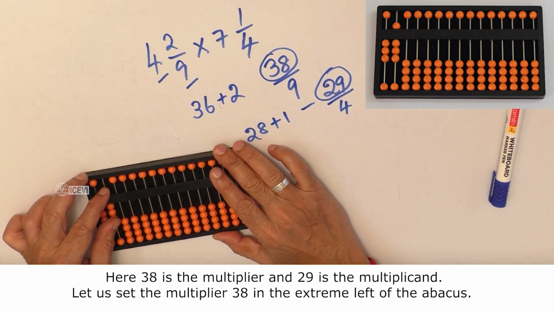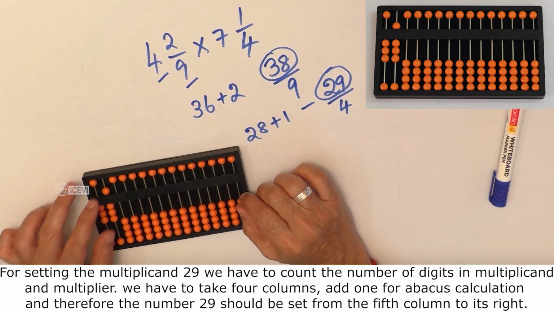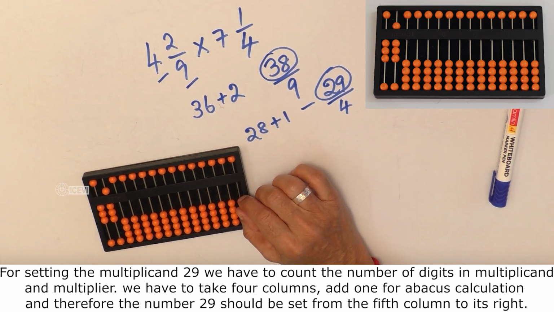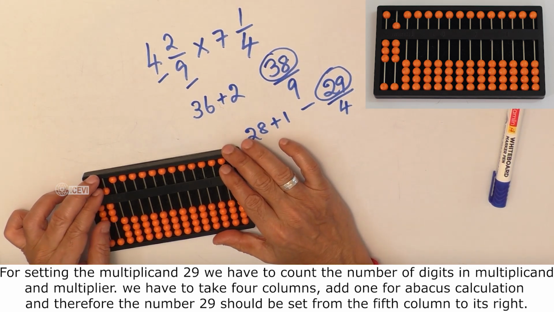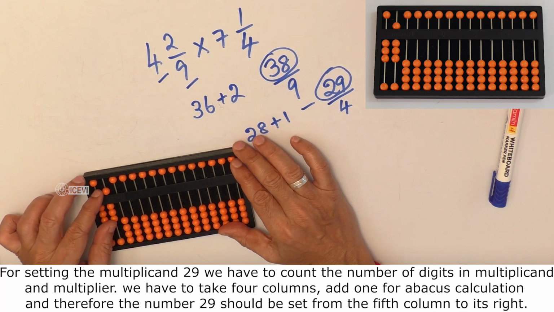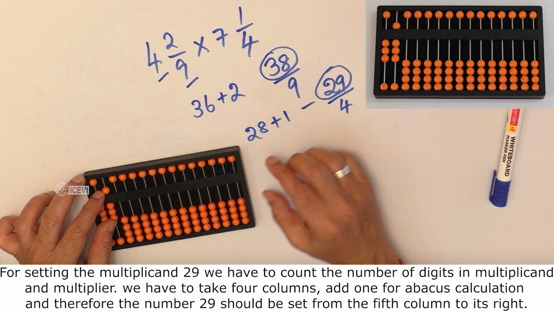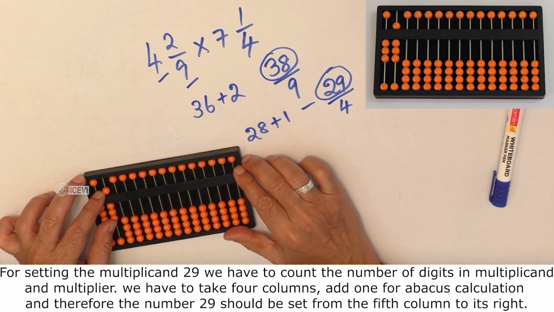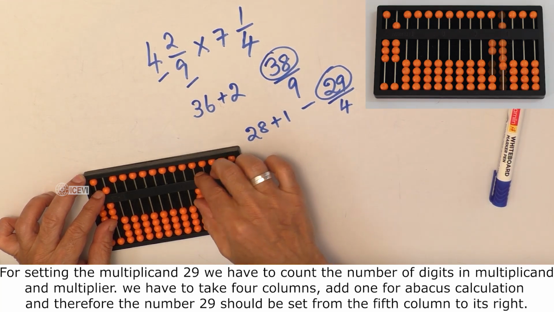in the left extreme of the abacus, and for setting the multiplicand 29, we have to count the number of digits in the multiplier and the multiplicand. As the multiplier has 2 digits and the multiplicand 29 has 2 digits, we have to take 4 columns, add 1 for abacus calculation, and therefore the 29 should be set from the 5th column to its right.